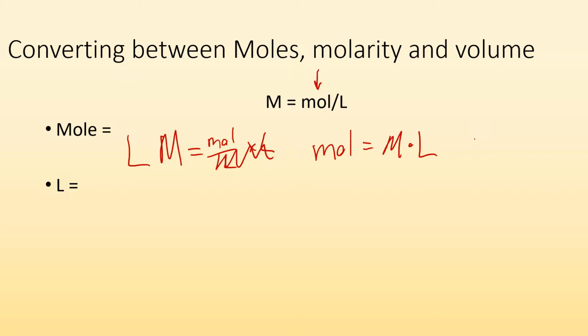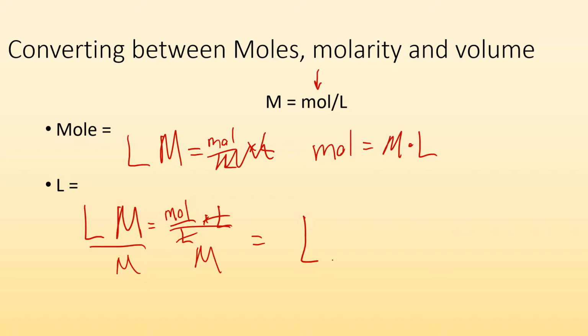Well, what if I wanted liters? All right, well, first step, molar equals moles per liter. I don't want liters on the bottom, so times both sides by liters. Liters cancel out over here, but now I want liters by itself, so divide each side by molar, and you end up with liters equals moles divided by the molarity.